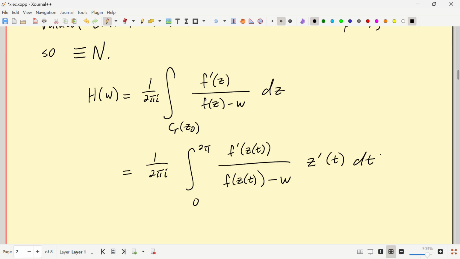And then you look at that for a second and say, aha, this stuff right here is d by dt of f of z of t by the chain rule, and this thing is the parameterization.